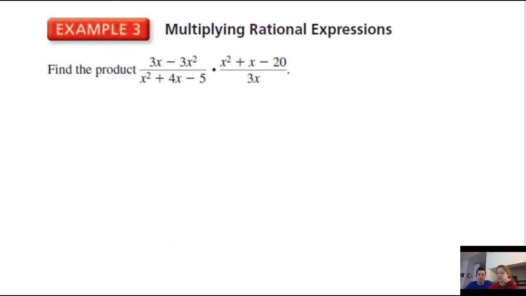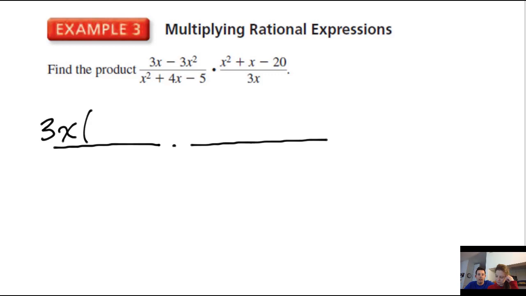Example 3 is going to be the same 3 steps that we've been doing. But this one's more fun. Number 1, factor the numerator and denominator. So we're multiplying, let's see. We see a GCF of 3, a greatest common factor of 3x in that numerator, left with 1 minus x.